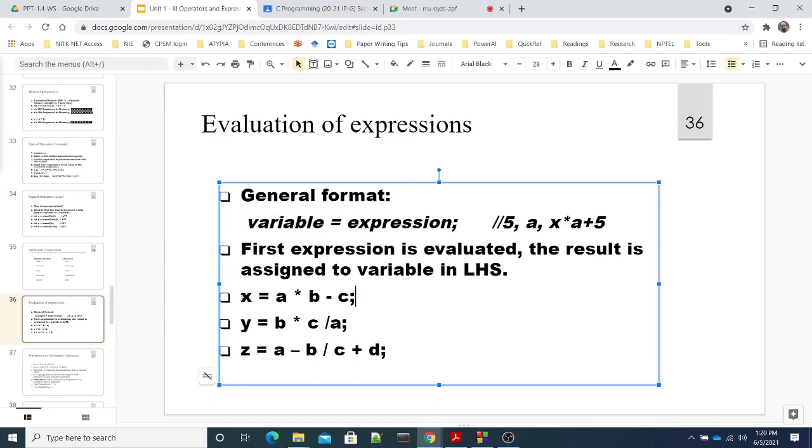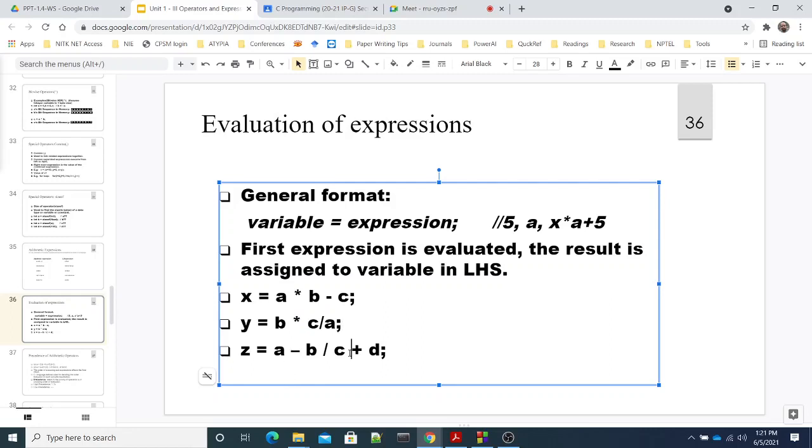In mathematics, if you take the first one, this will take place first, followed by the subtraction. So the product of this and C is subtracted from the product of A into B. In mathematics, according to BODMAS, this will be taking place first, right? Division. But in C, it is not like that. In C, this will be taking place first. In mathematics, this will be taking place first. In C, this will be taking place first, followed by the division on the product of these two numbers.